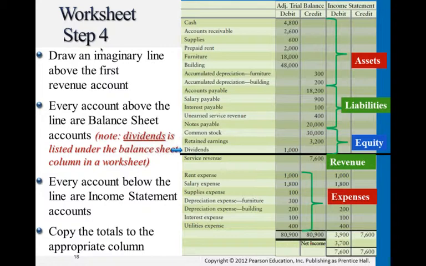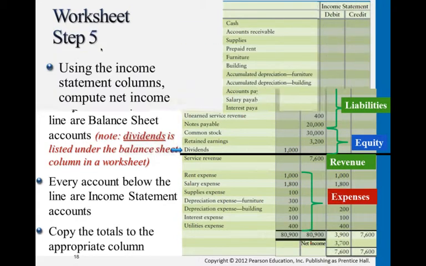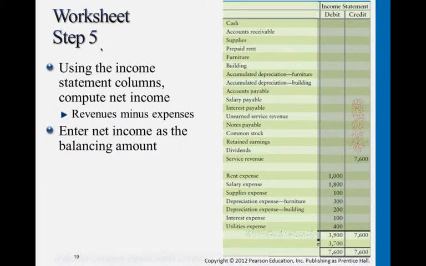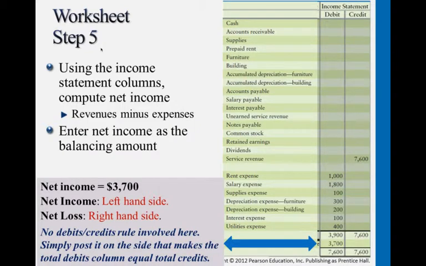Okay, moving on from the income statement column. Again, I just mentioned this. If you have net income, we put it under the left side. Net loss, we put it under the right side. Okay, no debits and credits rules involved here. Simply we're just making the columns equal to each other. Debit equal credit.